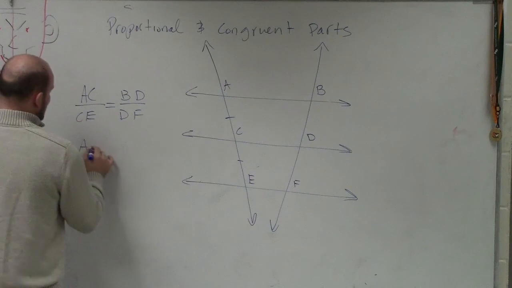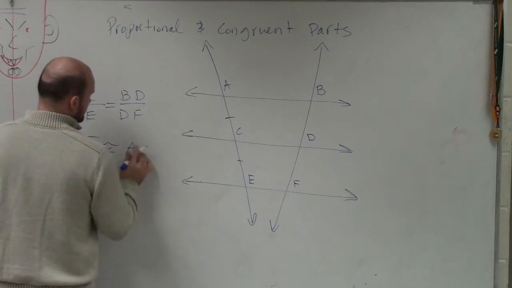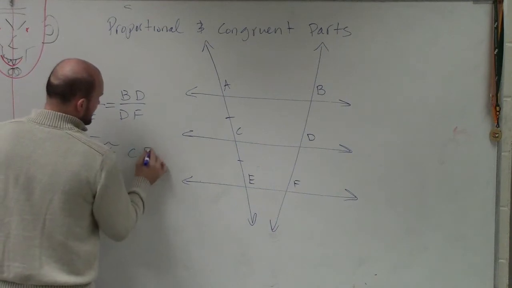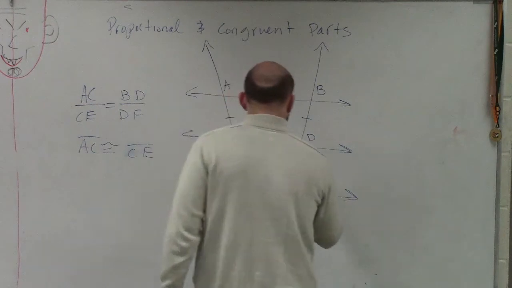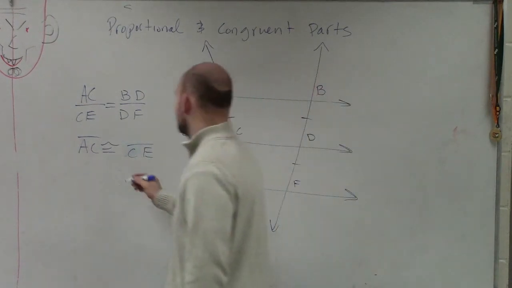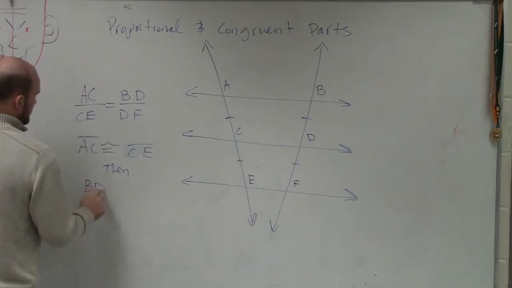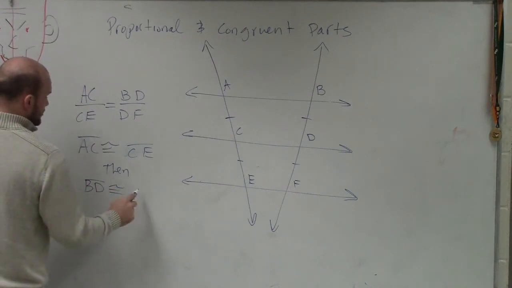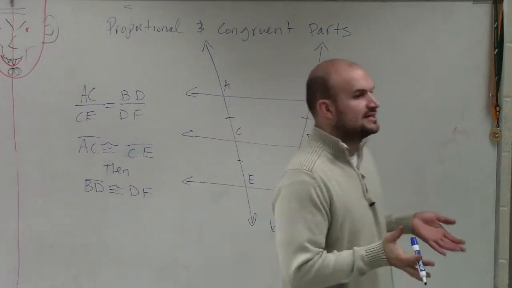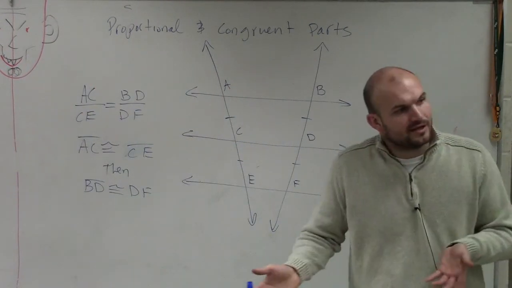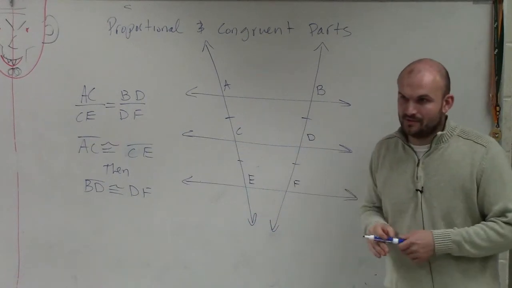So if I say that AC is congruent to line CE, so if these 2 are equal, then these 2 have to be equal. And that's the congruent parts. Then BD is congruent to DF. Okay? So if you have 2 sides, Dustin, that are congruent to each other, then the other 2 on the other transversal also have to be equal to each other. All right?